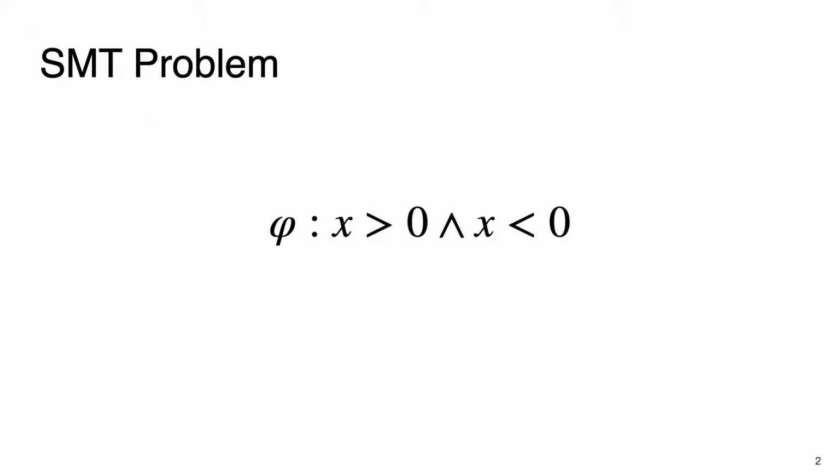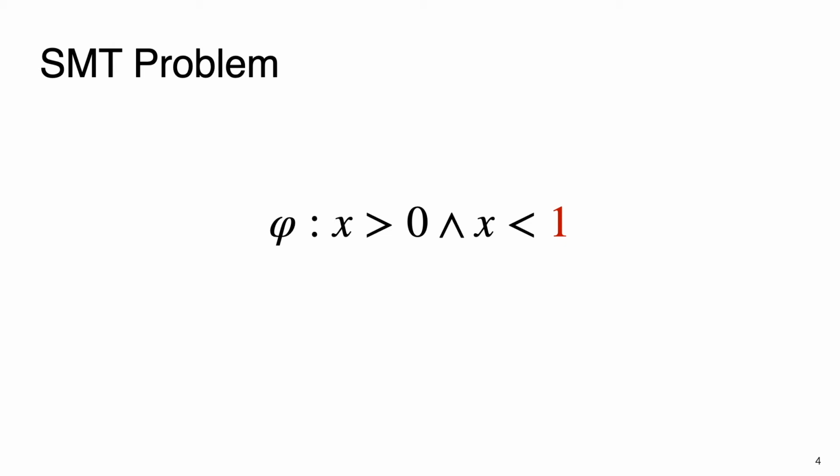We first give a brief introduction to the SMT problem. Given a first-order logic formula phi, for example, x greater than 0 conjoined with x less than 0, the SMT problem is to answer whether we could find an assignment for the variables in the formula that makes the formula become true. If we find such an assignment, the formula is satisfiable. For this formula phi, since we cannot find an assignment for x that makes phi true, phi is unsatisfiable.